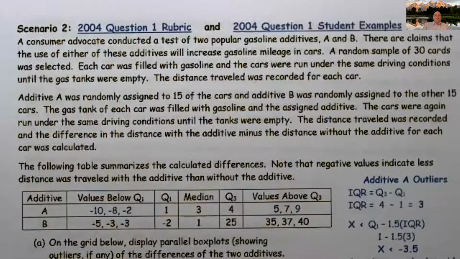There are claims that the use of either of these additives will increase gasoline mileage in cars. A random sample of 30 cars were selected. Each car was filled with gasoline and the cars were run under the same driving conditions until the gas tanks were empty. The distance traveled was recorded for the car. Additive A was randomly assigned to 15 of the cars and additive B was randomly assigned to the other 15.